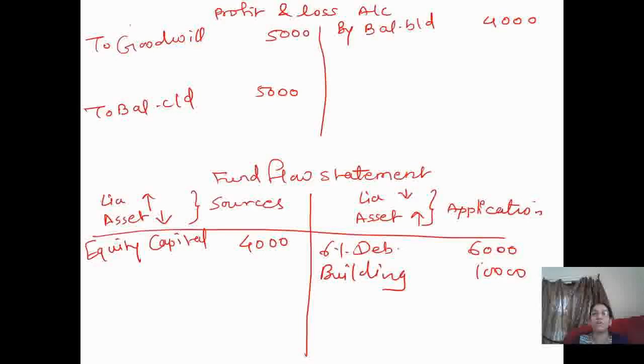Cash means funds come in or go out. Here funds go out in the form of cash. So we have to write down dividend. The amount was 3,000, but dividend paid is the organization's loss. So the loss or expense we have to shift to the profit and loss account, debit side, to dividend: 3,000.